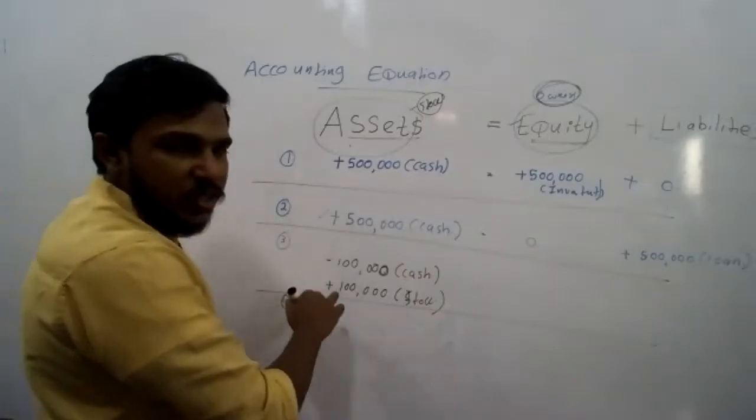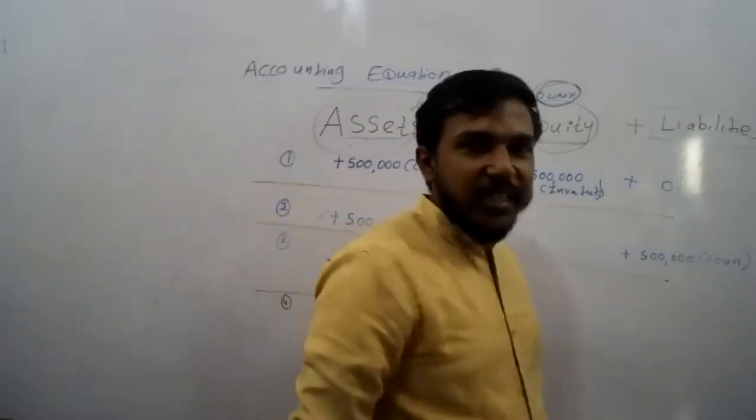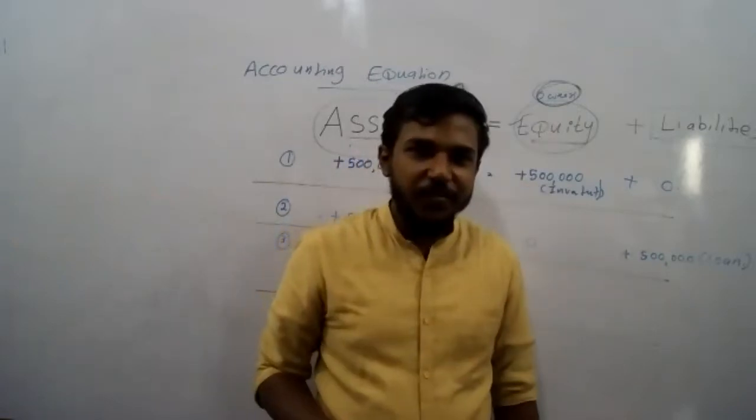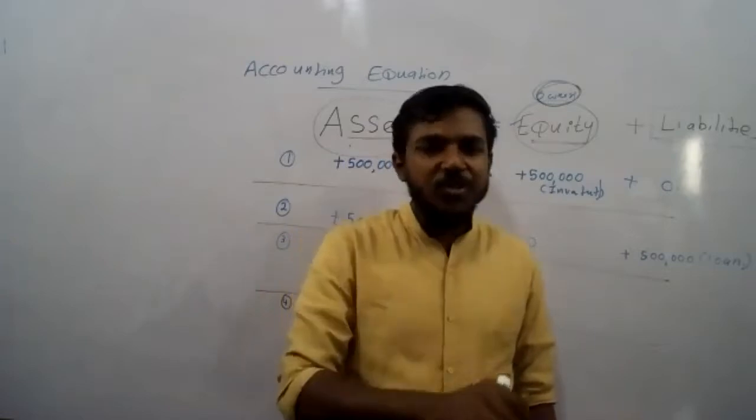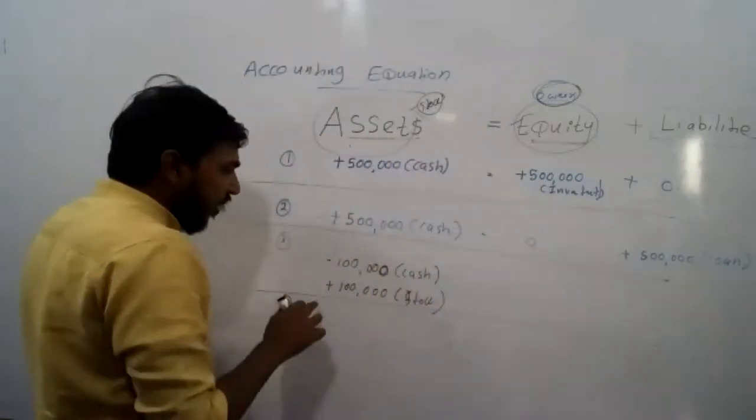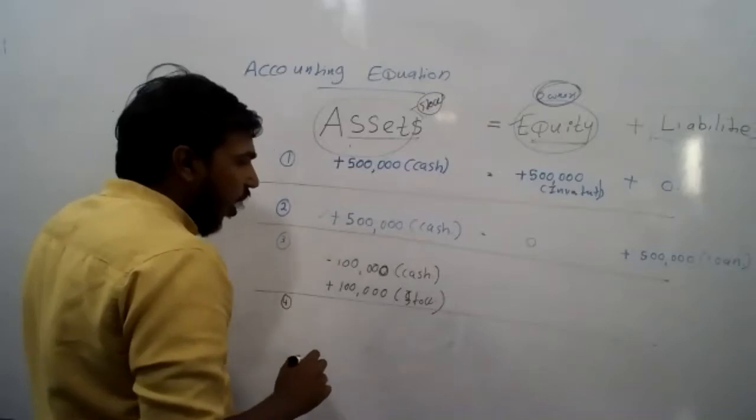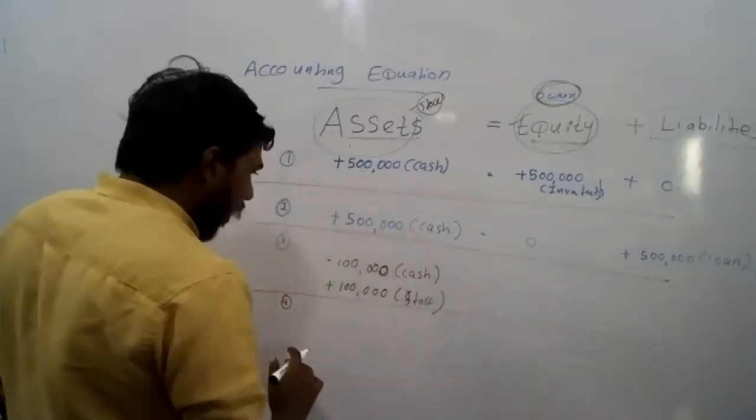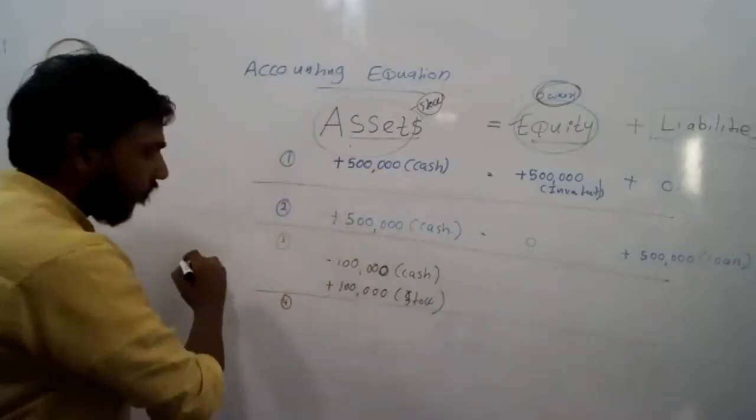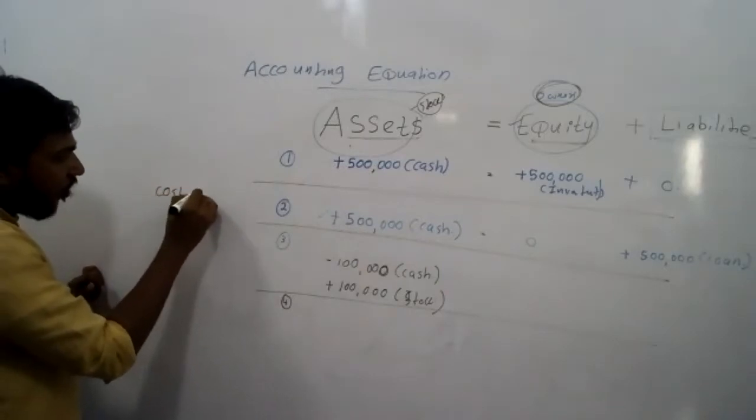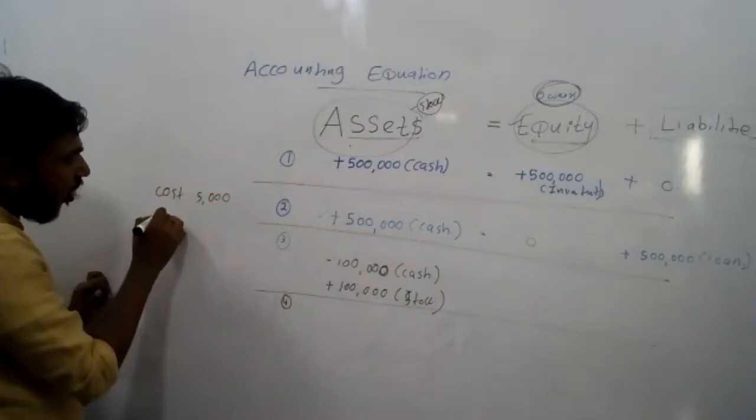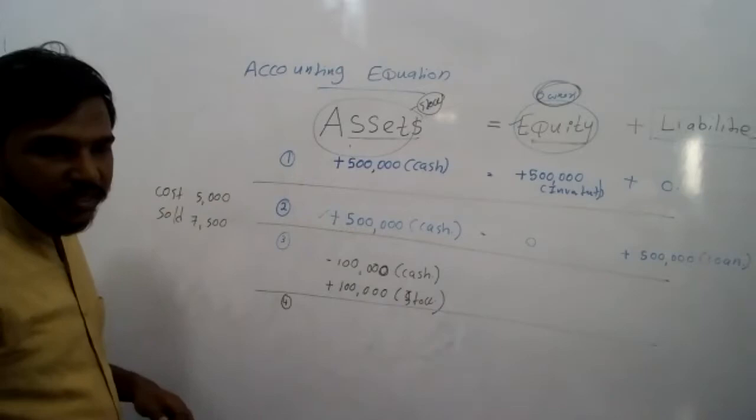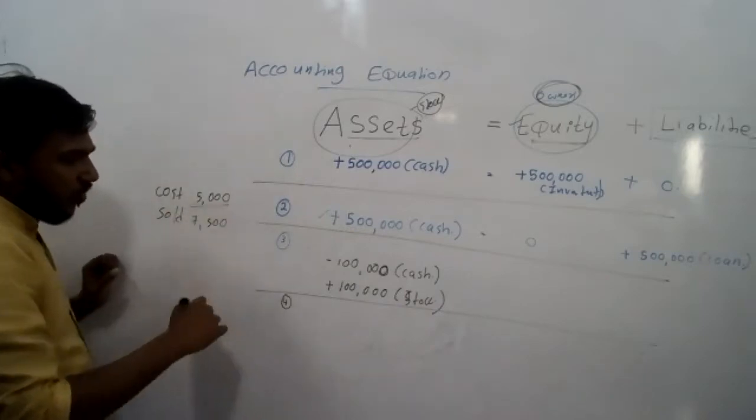Now you have purchased this ice cream stock. We'll say now you're going to sell a set of this ice cream stock. Now the stock of ice cream has been sold. Let's see it here. Cost of 5,000 ice creams were sold for rupees 7,500. Right? So cost of 5,000 ice creams.